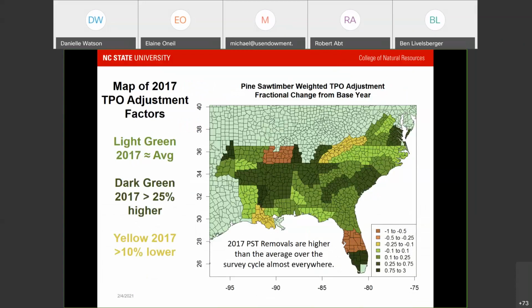So if you look across the South, there was some recovery by 2015. There was a bump up from 2013 to 2015, but there was a big jump from 2015 to 2017. So the dark green had more than a 25% jump. The light green were about average, and the yellow actually went down in 2017. And this is using the weighted average.